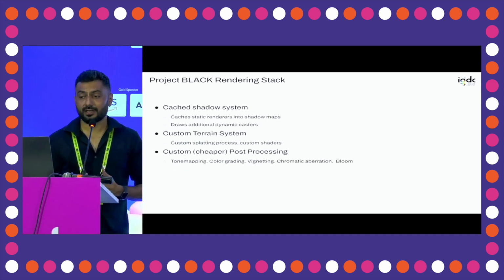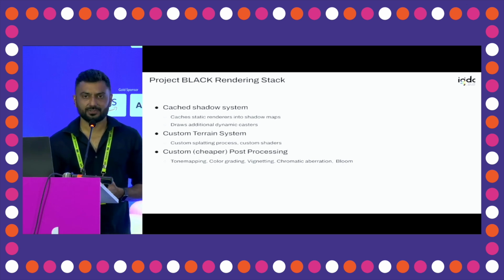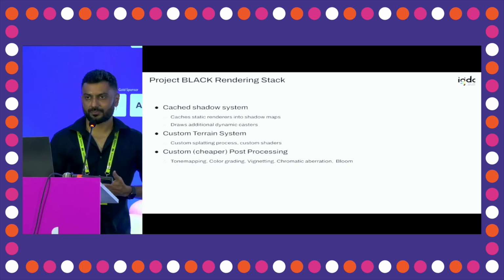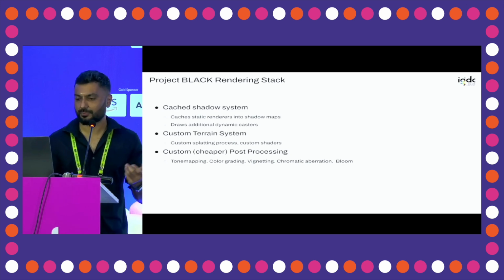We have built our own cached shadow system. Shadows are very expensive on mobile. What this does is we cache static shadows and then draw dynamic shadows on top of them, and that's it. We don't draw shadows every frame. Whenever the camera moves a certain distance, then we need to redraw. So this brings great performance, and also you can have shadows on mobile.